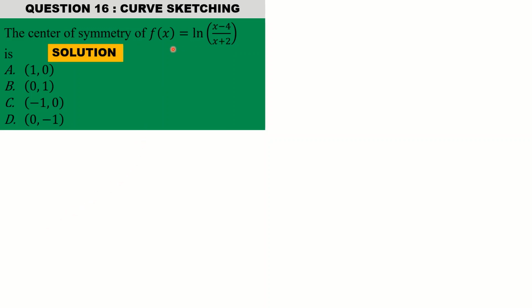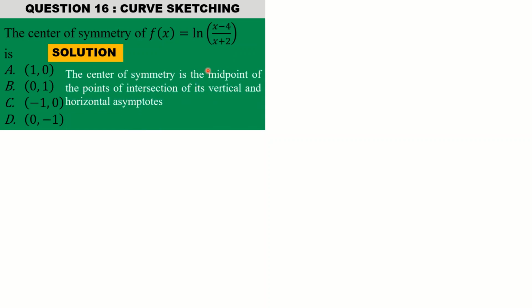So I will go direct to the point, like that is what you are supposed to do whenever you're asked to find the center of symmetry of ln functions. Basically, you just look for the asymptotes and then you take the intersection points of the asymptotes. The center of symmetry of this function is the point of intersection of its vertical and horizontal asymptote, specifically the midpoint of the points of intersection, because you're going to have more than one vertical asymptote.